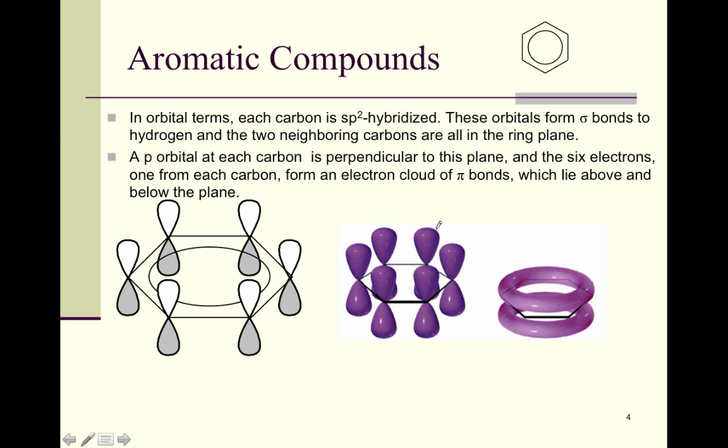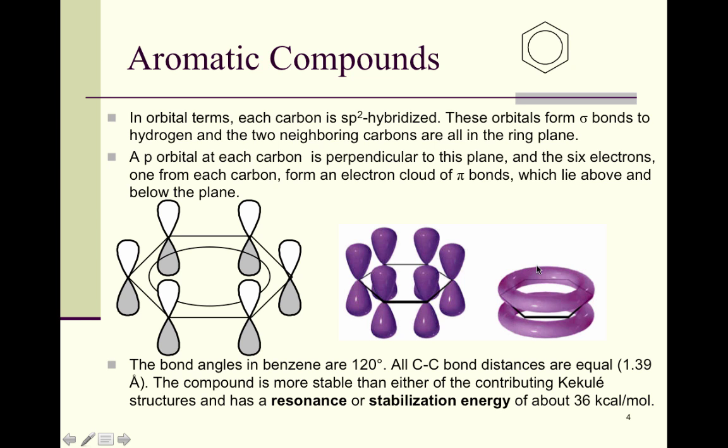So this model here represents the pi orbitals, and this one is when it starts flying around so fast, being delocalized, what actually happens is a ring of electron density above and below the plane of the benzene ring. And that's why it's okay for us to show the aromaticity with a ring and not show the explicit carbon-carbon double bonds. Because of the electrons being delocalized, the bond angles in benzene are 120 degrees and all carbon-carbon bond distances are equal. They happen to be 139 angstroms.